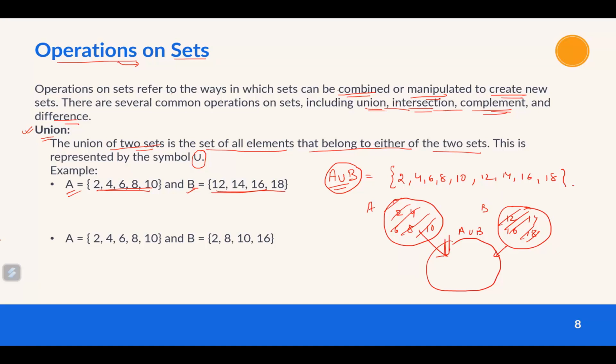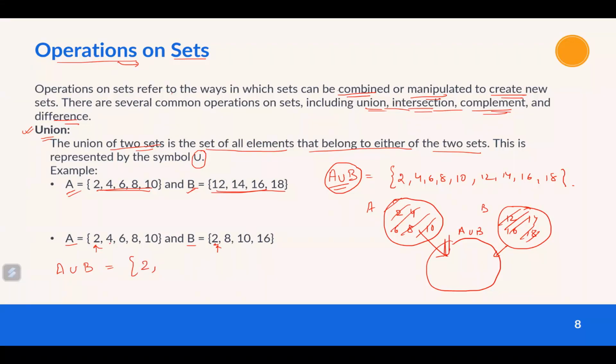Now suppose we have this example, set A and set B, but here you have to see that the elements which are present in A are also present in B, like 2 is an element of A as well as an element of B. So when we find the set A union B, then this 2 will not be repeated. It will be just one element, 2.